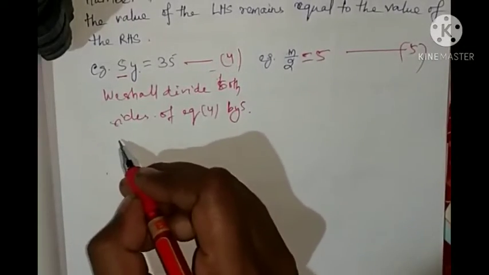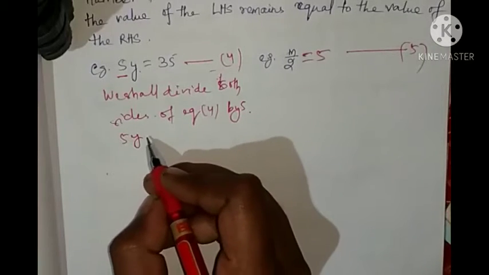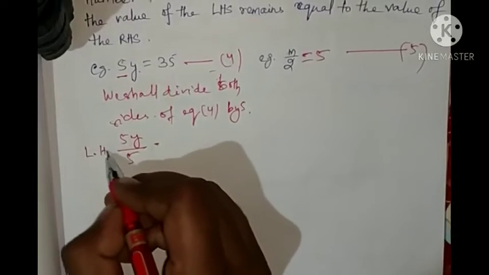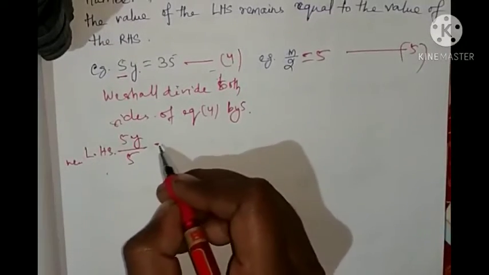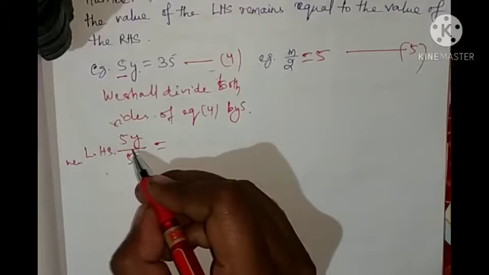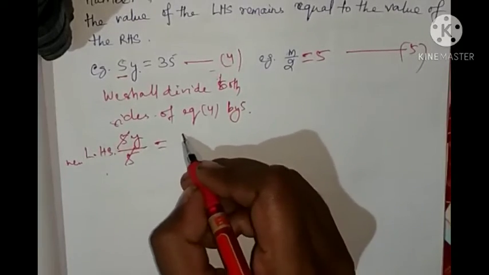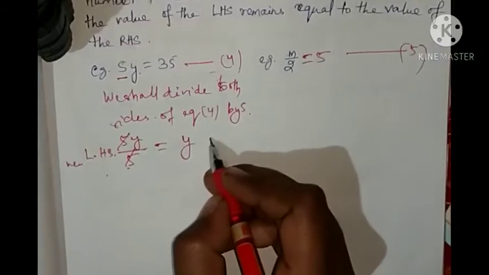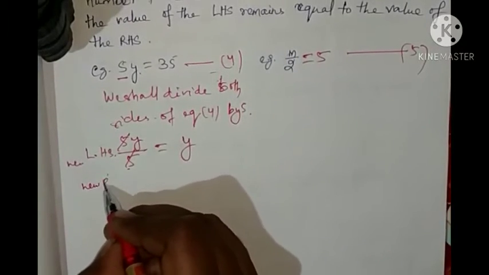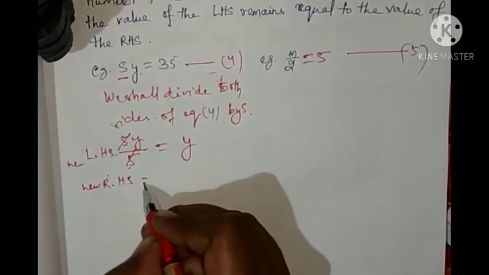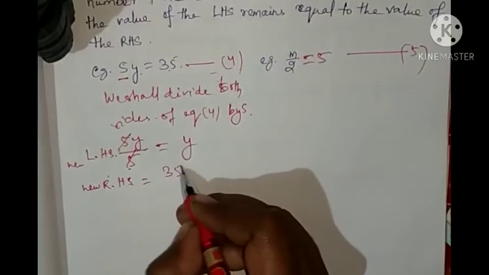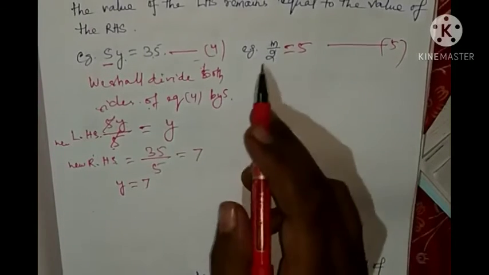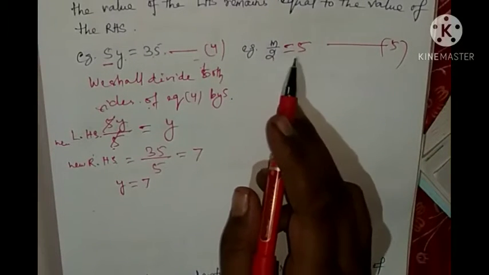So let's see. 5y by 5 is the new LHS. 5 cut, what do you get? 5 divided by 5 equal to how much? 1. What you got? The new RHS, RHS is what? 35. 35 by 5.